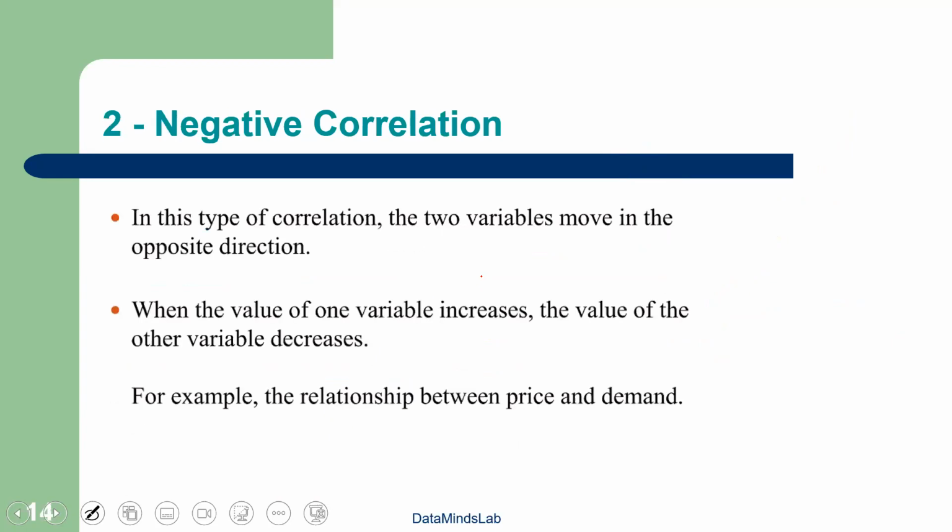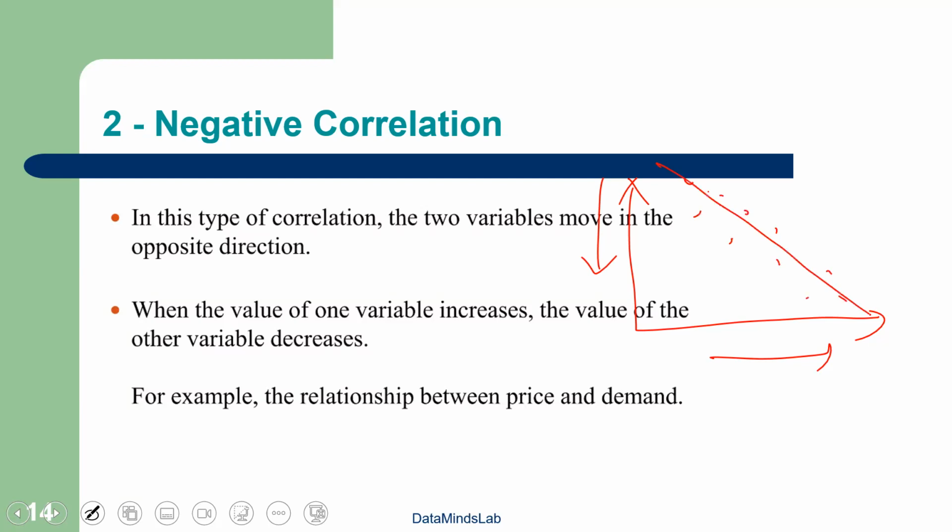Then there is a negative correlation. What do we mean by negative? It is the reverse of positive. If I change x, there will be a negative change in y, which means we are coming down. For example, my points would be something like this. This is a negative change, meaning I'm coming down. So in this type of correlation, two variables move in opposite directions.